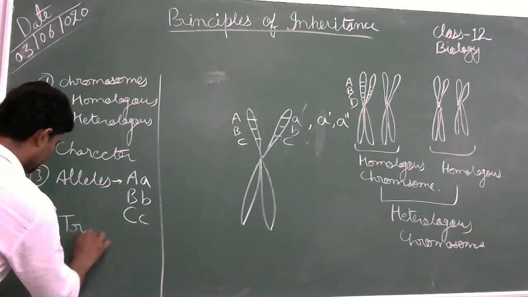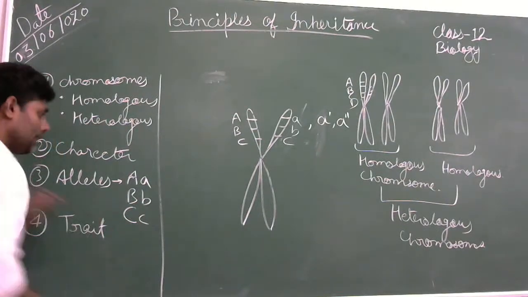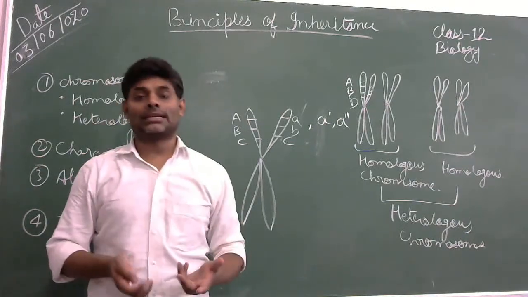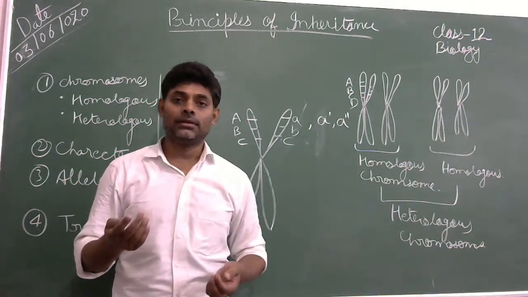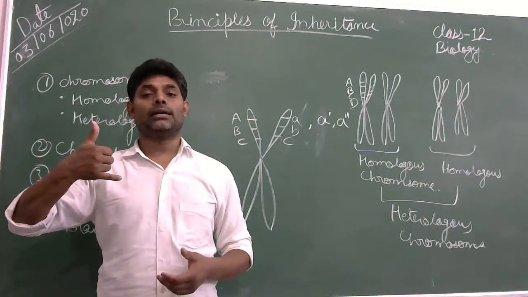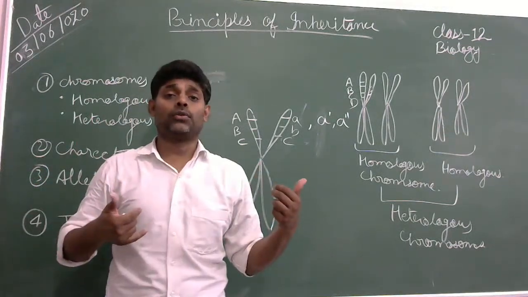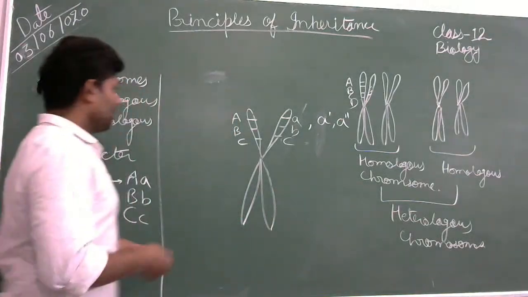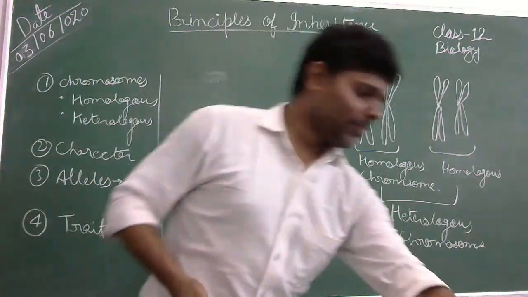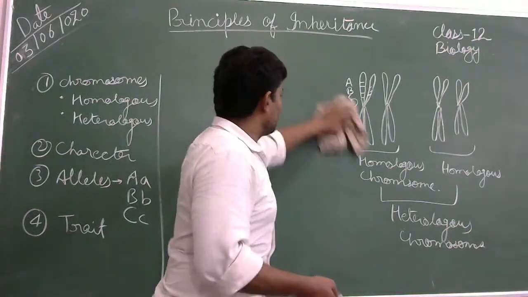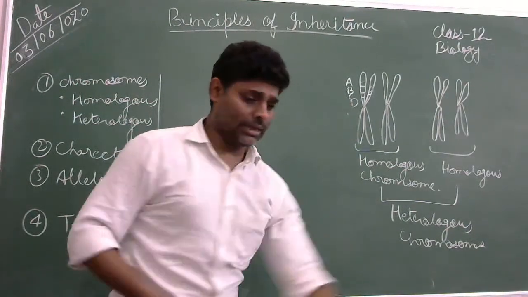And trait. Each character has its contrast character. Like height, it has tall and dwarf. So they are the traits. The contrast character of a characteristic is termed as the trait.